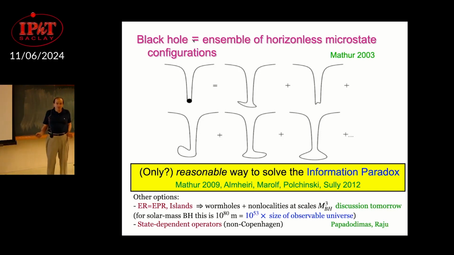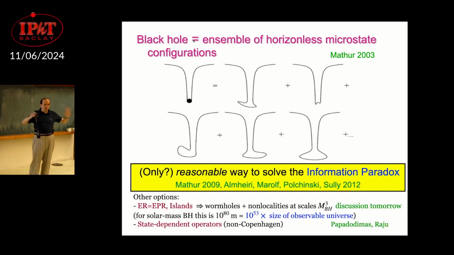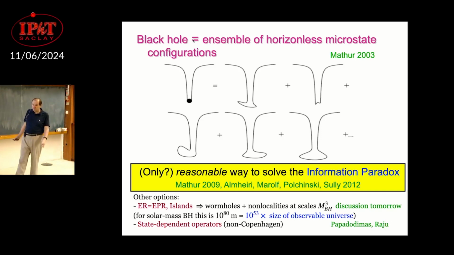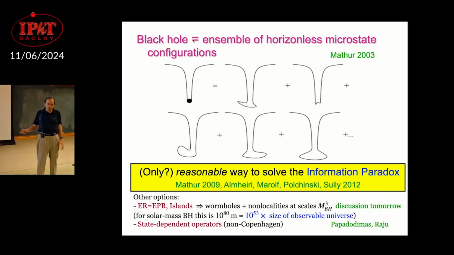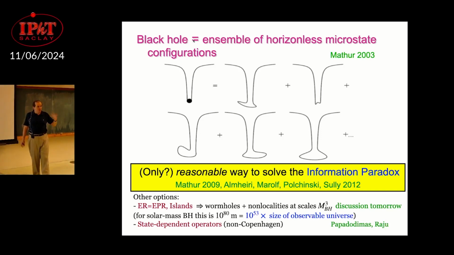One thing which I don't like is that the people in the islands community seem to be changing opinions every other month. The question is, are there non-localities in these islands proposals? What Juan told us is that there are non-localities of the scale e to the m cubed, which is 10 to the 53 times the size of the universe. Now I'm getting a bit older. When you're young, people are more enthusiastic. I'm a bit conservative, so this is a bit too much for me.